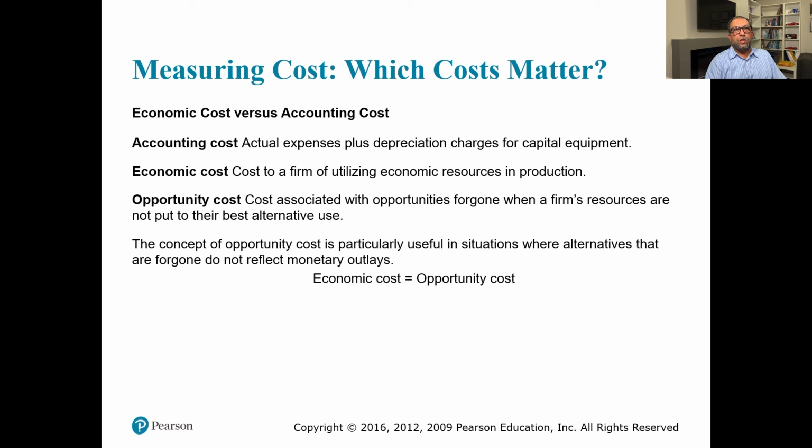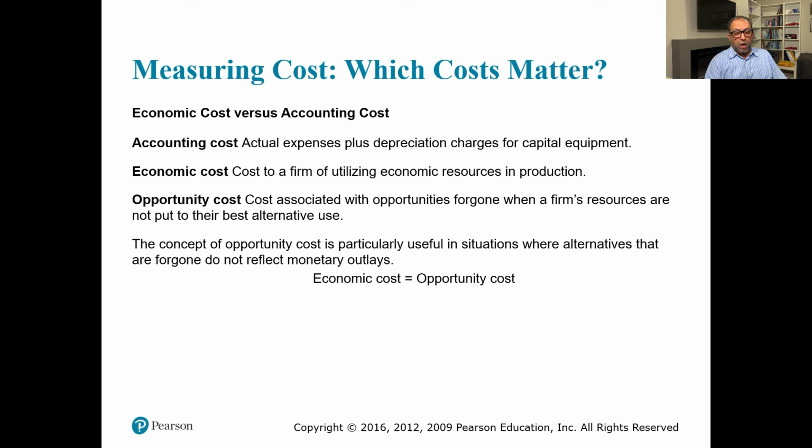There is a difference between the accountants calculating the cost and the economist calculating the cost. So accounting cost is actual expenses plus depreciation charge for capital equipment, and we call it an explicit cost as well. So accounting cost is the cost which we actually incurred plus the depreciation, which is the spreading of the cost of assets over its useful life. So in this way we calculate the accounting cost.